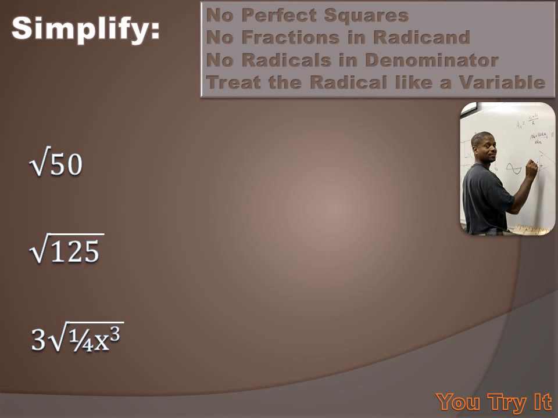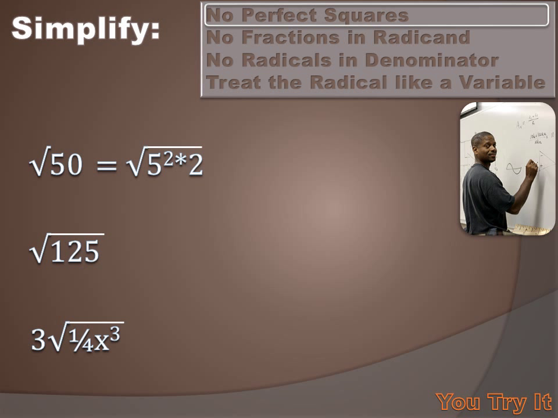All right, we'll start with the square root of 50. There's no perfect squares in there. There's no fractions in the radicand. There's no radicals in a denominator. So I need to factor that 50 to see if there's anything I can do with it to simplify it further. And I can. I can change that square root of 50 to 25 times 2 or 5 squared times 2. Now I've got a perfect square that I can pull out of the radical. And rewrite this as 5 times the square root of 2.